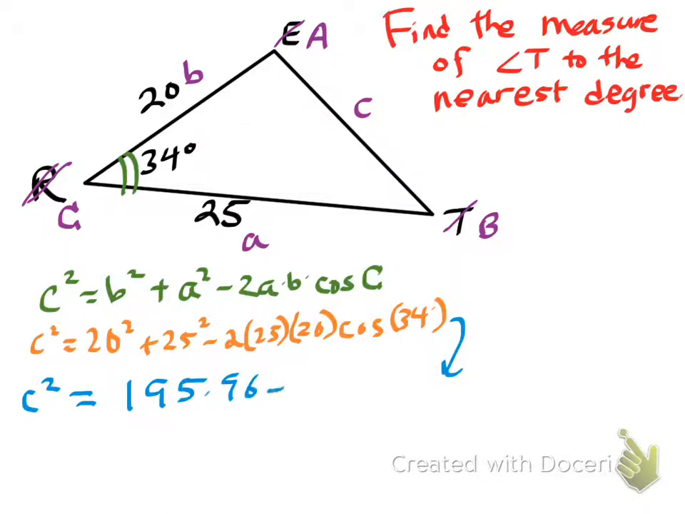So I have c squared to be approximately 195.96 and some more. Keep in mind that's c squared. There's no way this is 195. It just doesn't make physical sense with 20 and 25. So that of course is c squared. C would be the square root of this result.